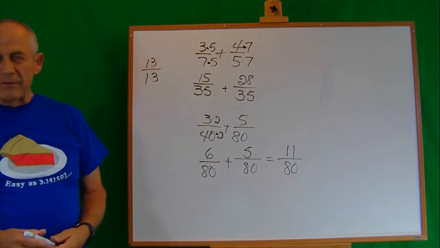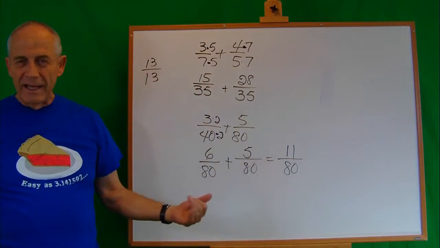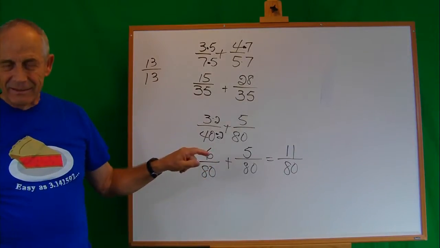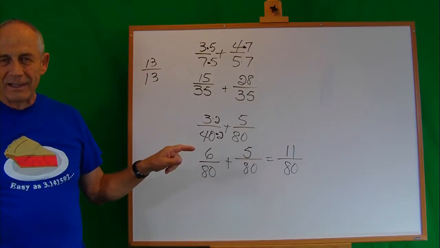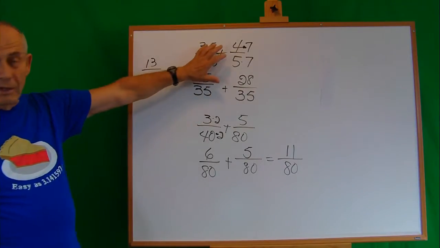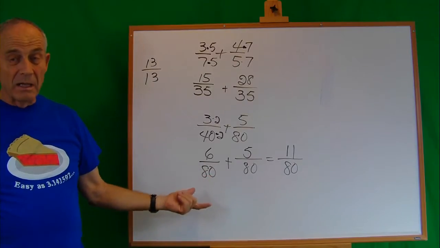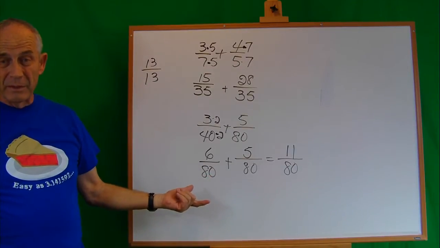Check it out. 11's a prime number. Certainly doesn't go into 80. So I don't have to worry about reducing it, and that is my answer. So we can either multiply the numerators together, or we can find the smallest number that each one of them will divide into.